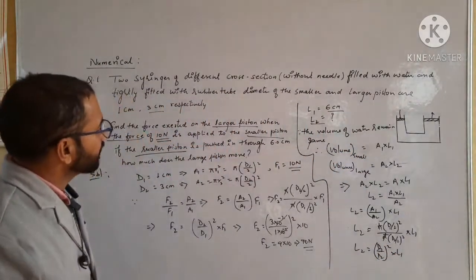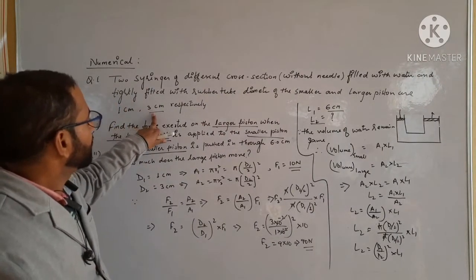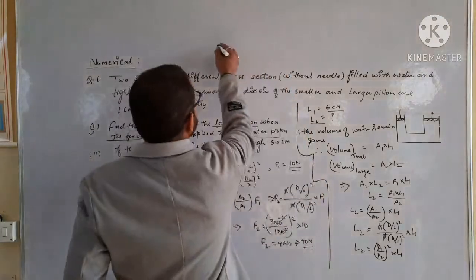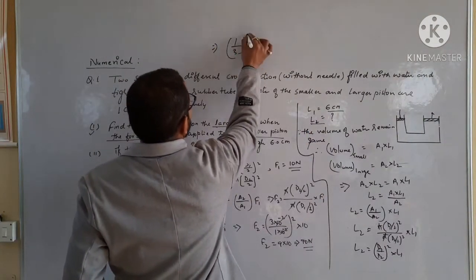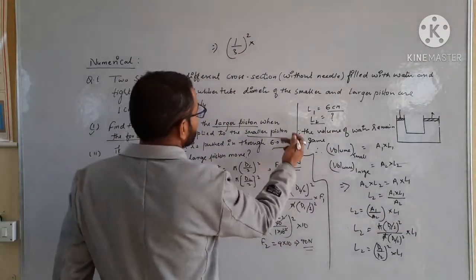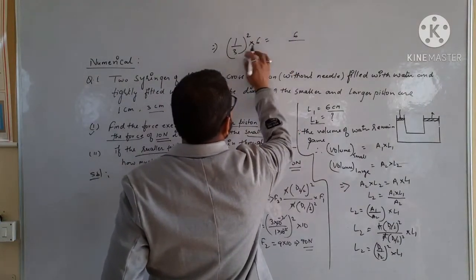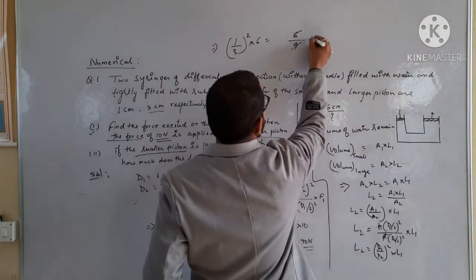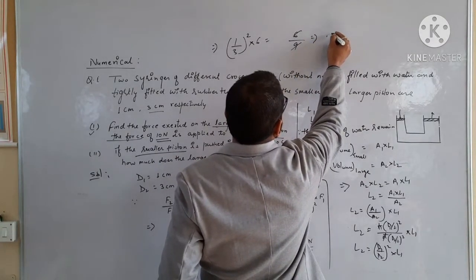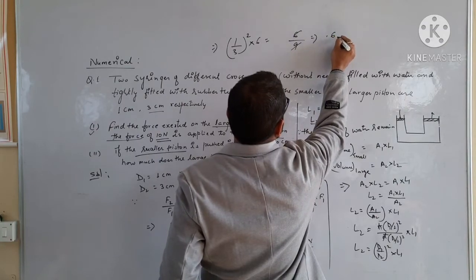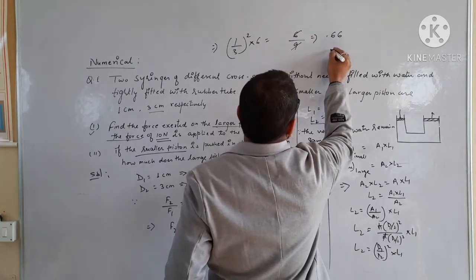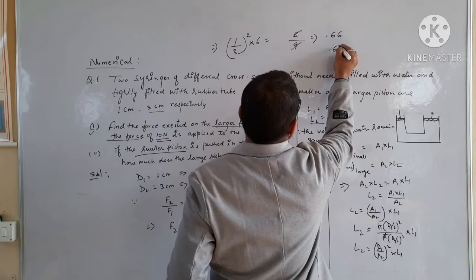d1 upon d2 whole squared means d1 is 1, d2 is 3, so 1 upon 3 whole squared into the value of L1. L1 we have as 6 centimeter. So 6 upon 9, since 3 threes are 9. It will be 0.667, which is near about 0.67 cm.